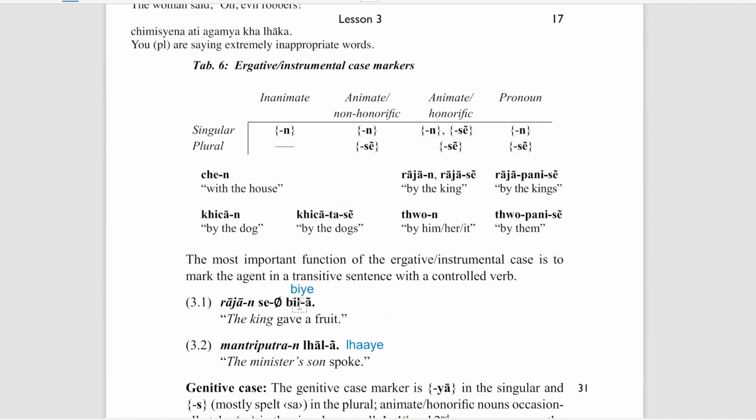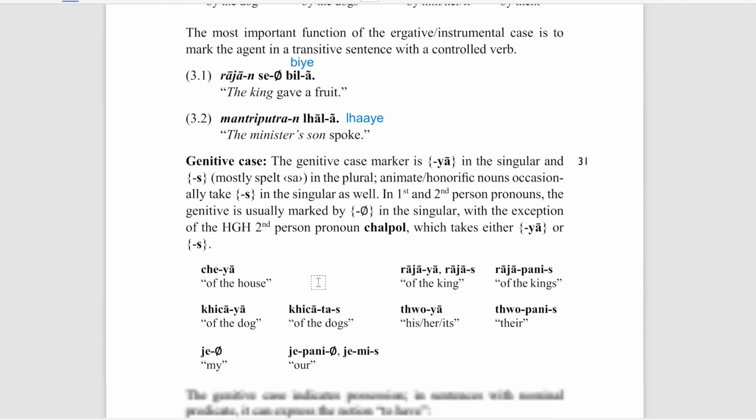But with the genitive s, it seems like a lot of them don't have the plural marker. So I guess all the things that don't have the plural marker would just be honorific, probably, right? Like Raja Banis is probably, yeah, it makes sense that it would be honorific. So, okay. Yeah.